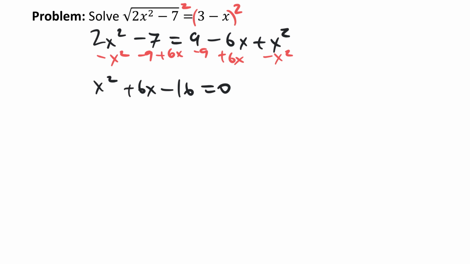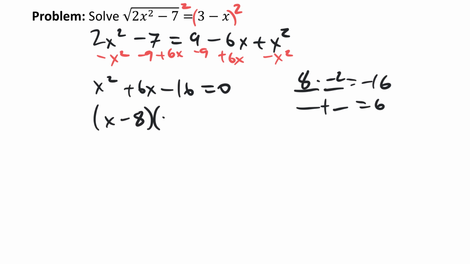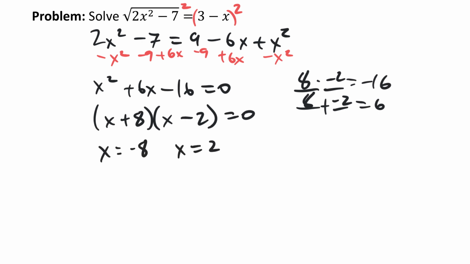Thinking about two numbers that multiply to give negative 16 and add to give 6, probably 8 and negative 2 seem good. So (x plus 8)(x minus 2), because we're going to have 8 and negative 2. So x plus 8 and x minus 2 equals 0. That means x equals negative 8 and x equals 2.